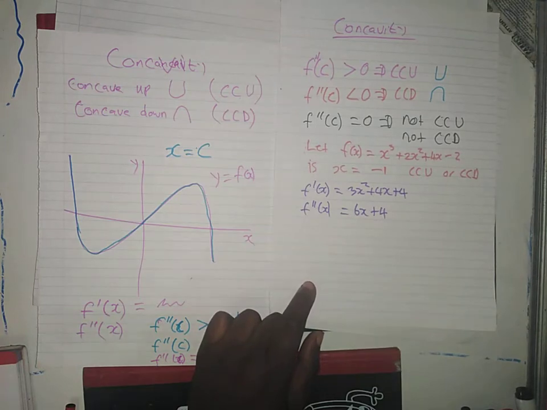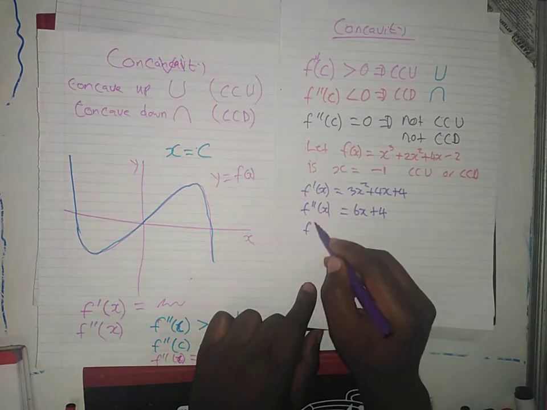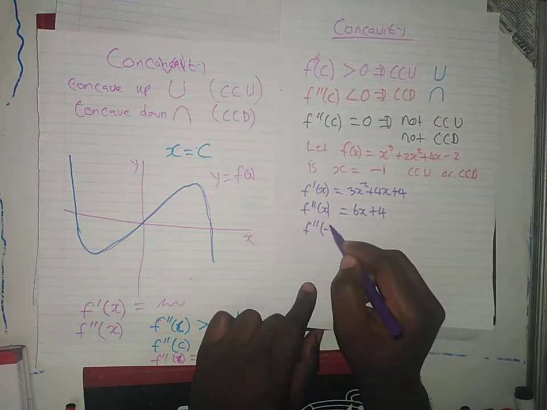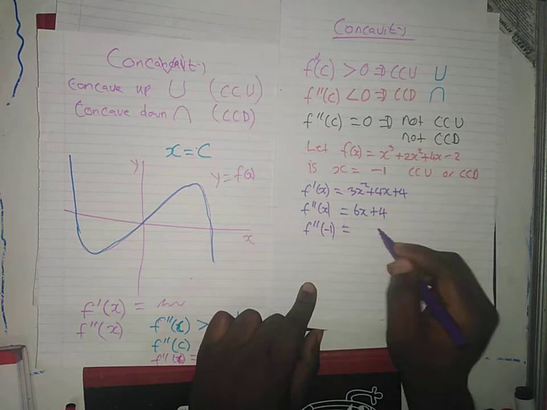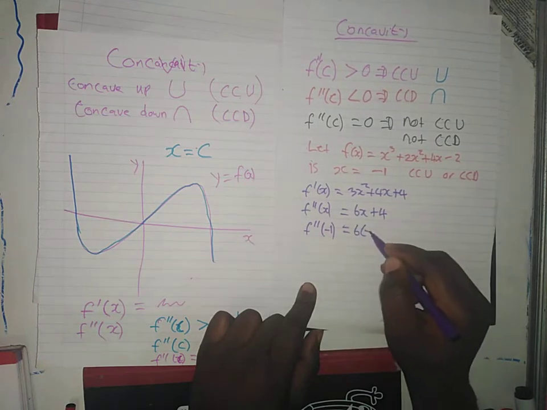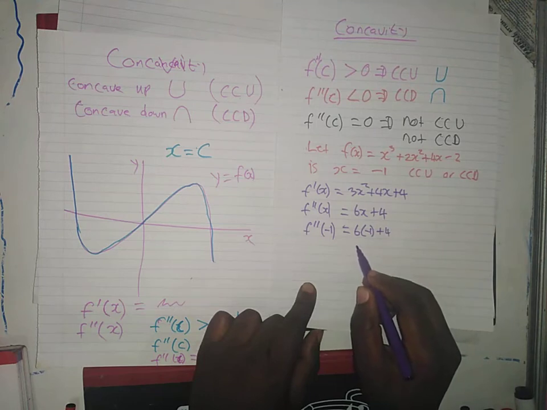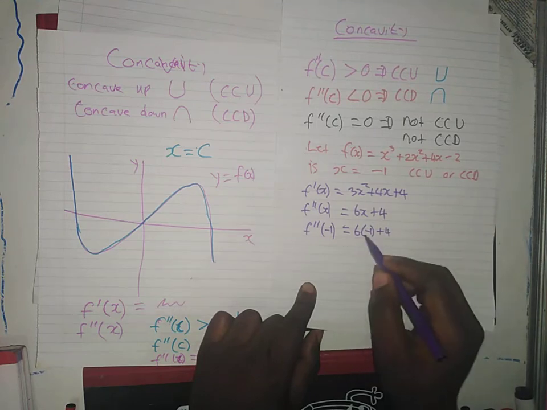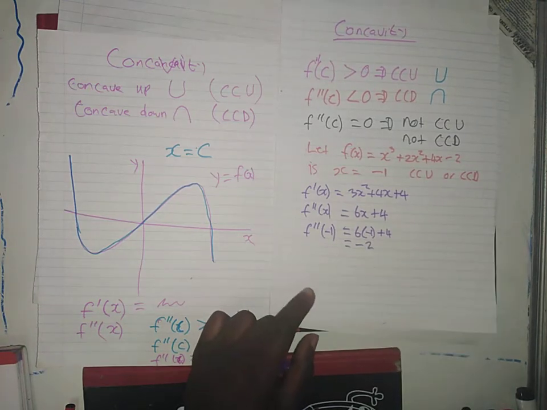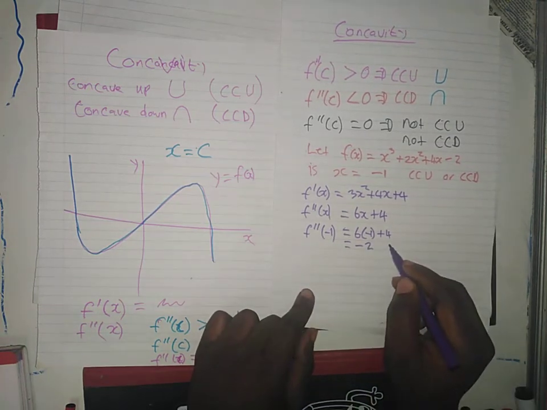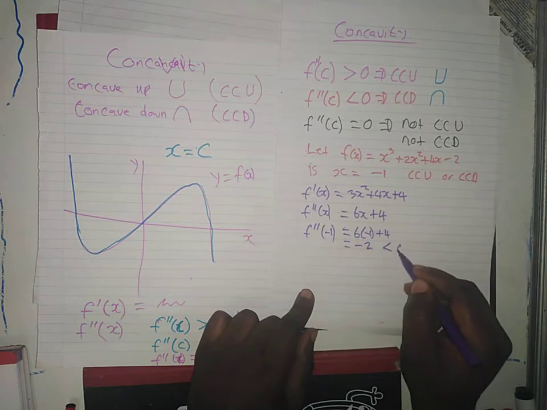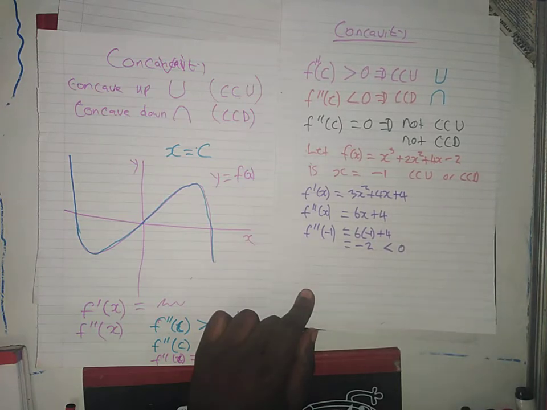Now which value are you testing? You are testing x is equal to minus 1. So you'll say f prime prime at minus 1, and that is nothing other than 6 times minus 1 plus 4. 6 times minus 1 is minus 6, minus 6 plus 4 is minus 2. So minus 2 is a value that is less than 0.